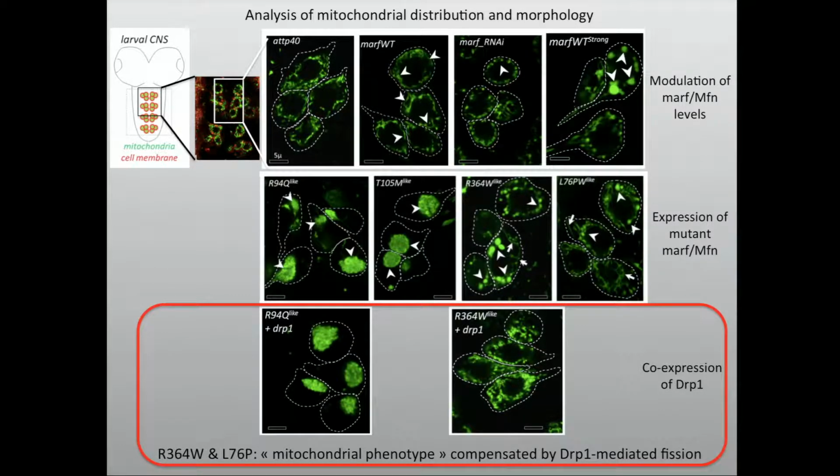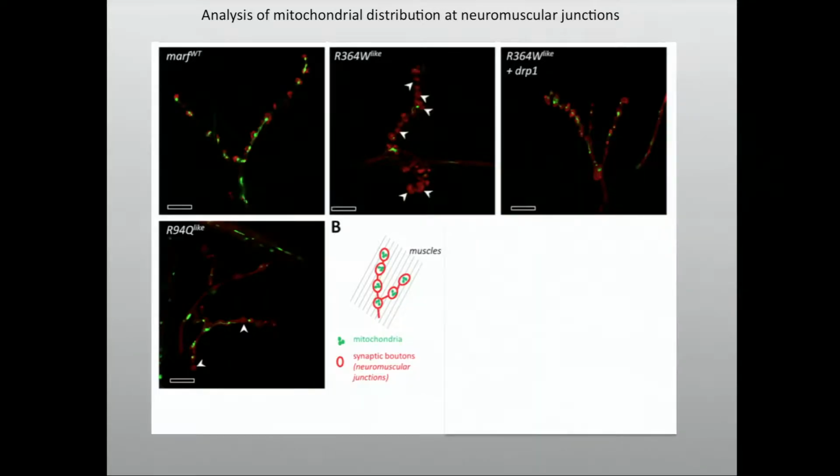So this is the first slide I showed you. I don't want to visit it again. And now what Thomas decided to do was to introduce DRP1, a fission molecule, in this genetic background. If this locomotor phenotype is provoked by an excess of fusion, we may compensate it by an excess of fission.